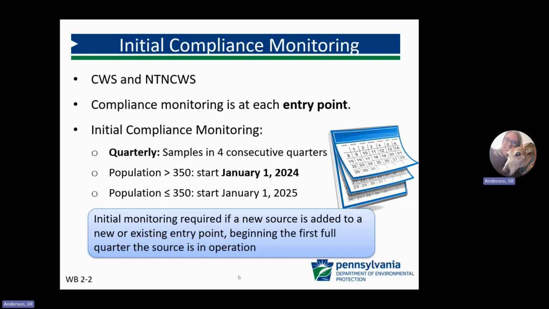Systems can submit a request to the department to edit their initial monitoring start date from the default dates listed here to align with their monitoring schedule for the 5th Unregulated Contaminant Monitoring Rule, or UCMR 5, which could result in a different year, but we'll talk more about that later in the lesson.